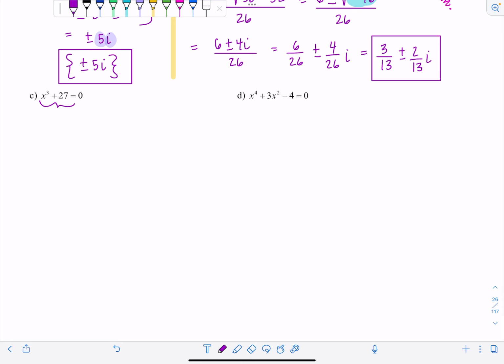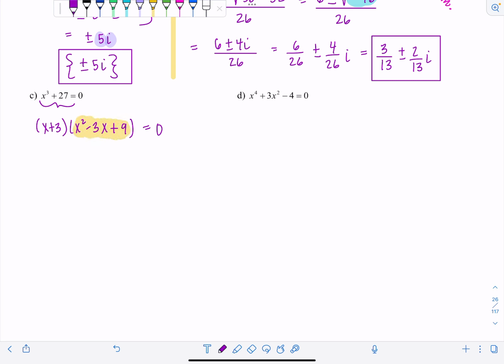Factor it using the pattern for factoring a sum of cubes. I'll link a video here if you forgot how to do that. So it's going to factor into, I always think SOAP to help me fill in the signs, x plus 3 times x squared minus 3x plus 9. This equals 0. Okay, this trinomial here does not factor, right?